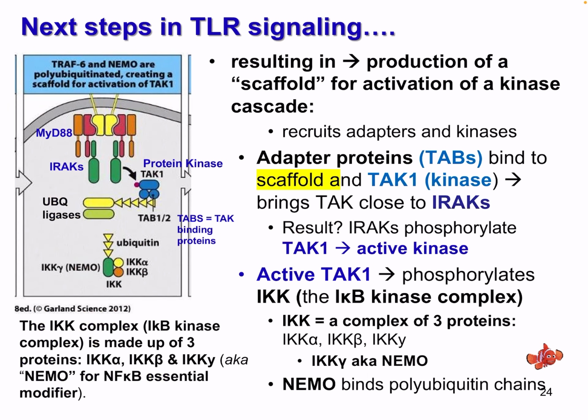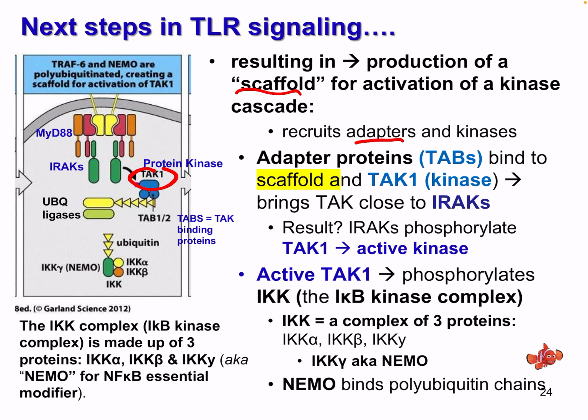So all those previous steps, as we can see here, we're still going along this pathway, result in the production of a scaffold for activation of a kinase cascade. This recruits adapters and kinases. So we have our adapter proteins, including TABs, which bind to the scaffold, and TAK1, which is a kinase, which brings TAK close to IRAK.